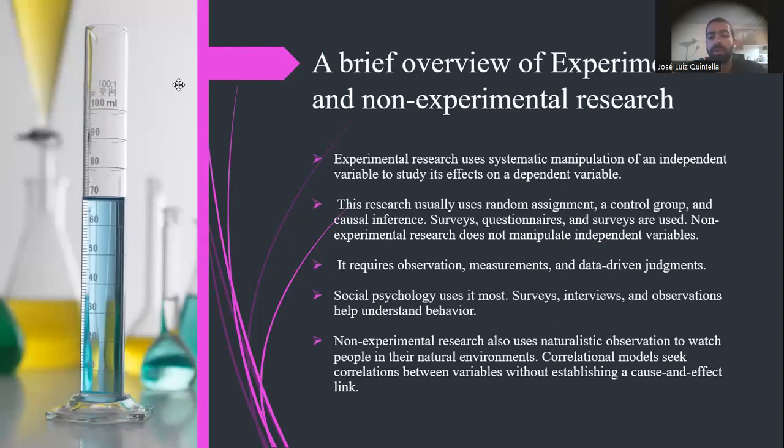So, a brief overview: what are experimental and non-experimental research? Experimental research uses systematic manipulation of an independent variable to study its effects on a dependent variable. This research usually uses random assignment, a control group, and causal inference.